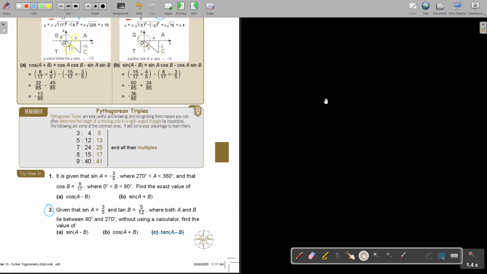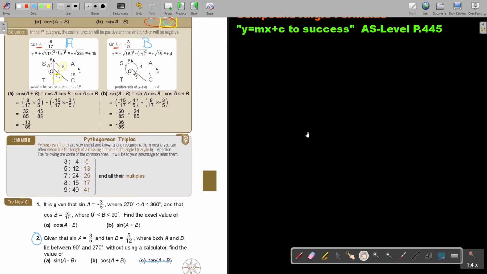Okay, let's start. Let's do number 2. Given that sin A is 3/5 and tan B, again different triangles, is 5/12, where both A and B lie between 90 and 270. Without using a calculator, find the value of. The first thing we have to do is draw the sketches. I will first find my quadrants. So for A, it's 3/5, so sin is positive.